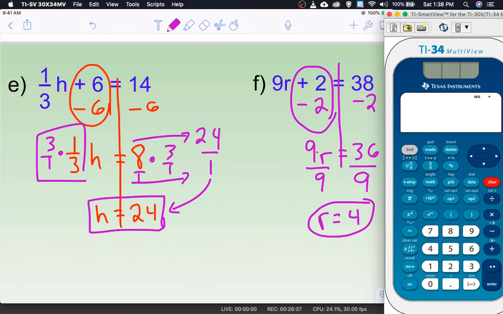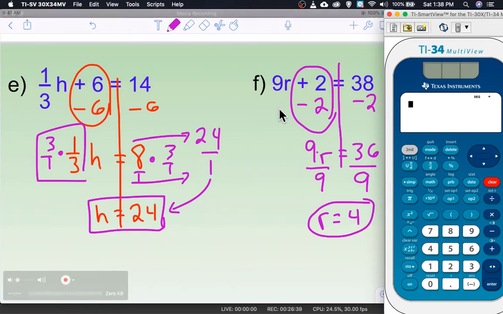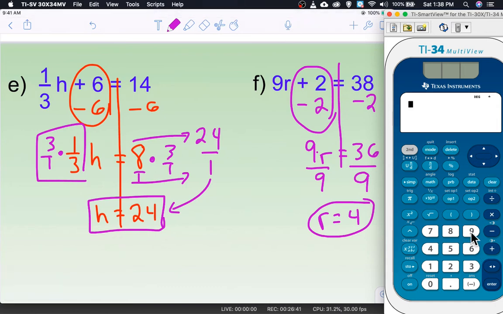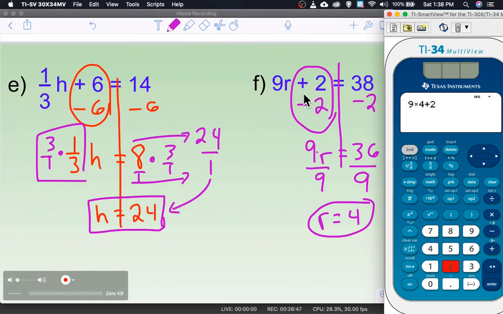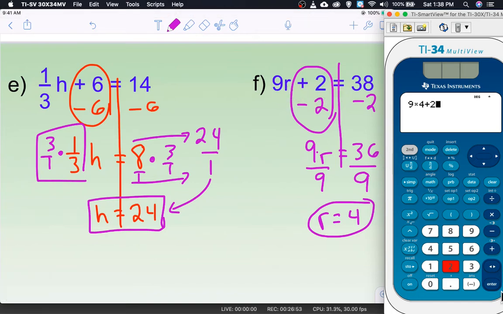And I can then check all of these equations if I needed to. I'll check letter F here. So 9 times 4 plus 2. I typed in what I have here, replacing the variable with the solution I got. So 9 times 4 plus 2. When I hit equals, I should get 38. And look at that, I do. So I've now checked this solution, and I know it's right.